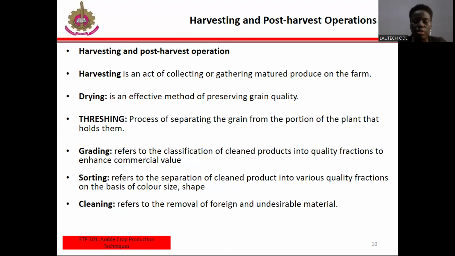Then we have sorting. Sorting refers to the separation of clean products into various quality fractions. And this could be on the basis of color, the size, as well as the shape of the harvested product. Then the last part is the cleaning. It has to do with the removal of foreign and undesirable material from the produce that you've harvested from the farm.